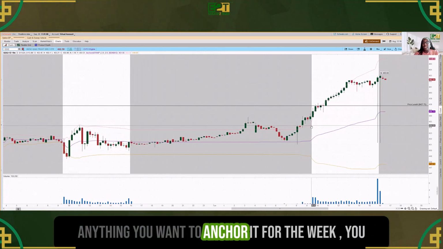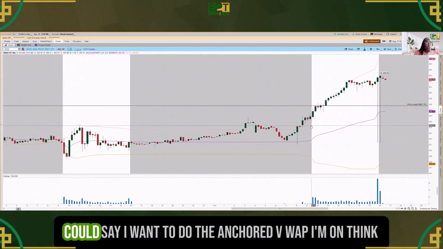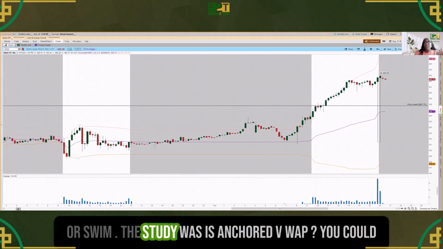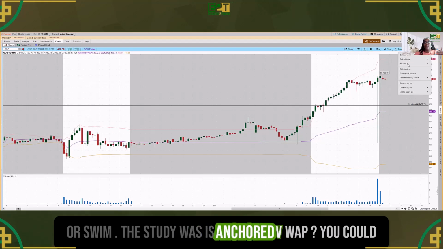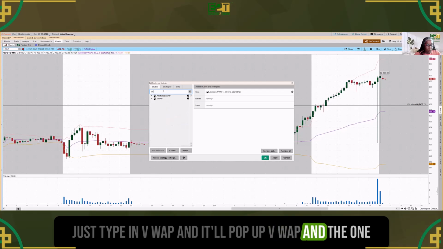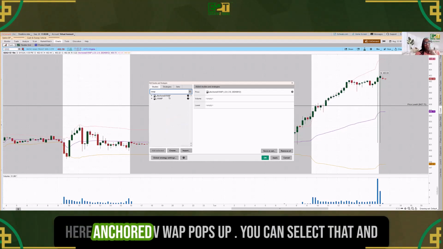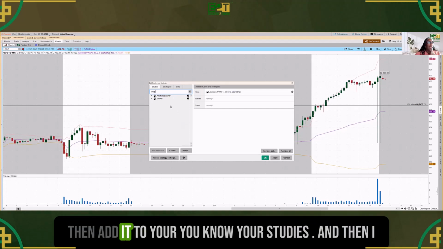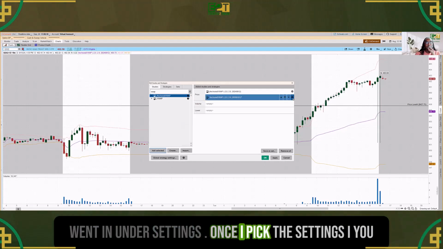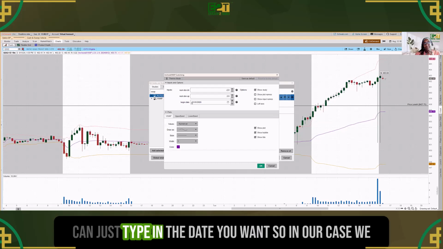So if you want to anchor it for the week, you could say, I want to do the anchored VWAP. I'm on Thinkorswim. The study is anchored VWAP. You could just type in VWAP and it'll pop up VWAP. And the one here, anchored VWAP, pops up. You can select that and then add it to your studies. And then I went in under settings. Once I pick the settings, you can just type in the date you want.